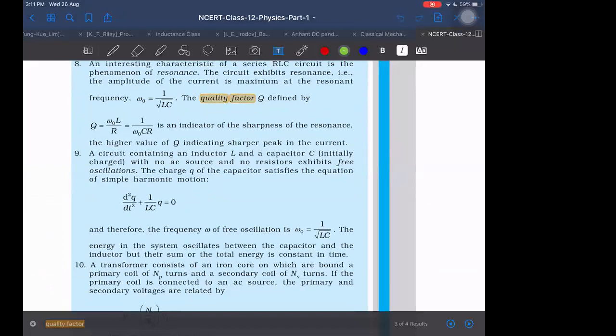Can you prove that it is also equal to 1 by omega naught CR? Think about it, how to prove. We can write omega naught value as 1 by root LC and compare both sides. It will be the same thing. Is it coming out to be same or not?